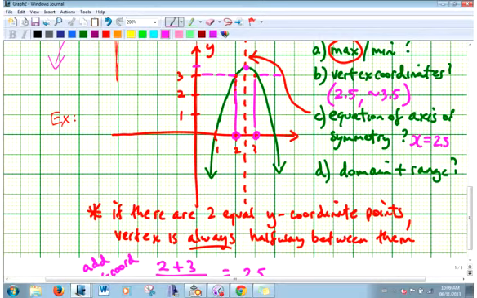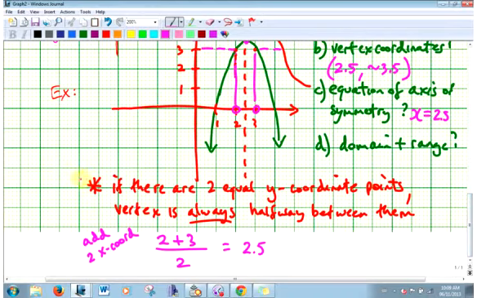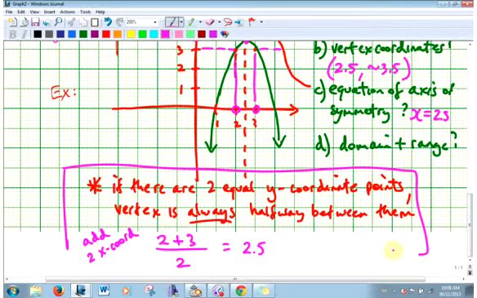On your calculator there's a way to find the maximum point, but I'm not going to show you that yet. But this point, remember this.